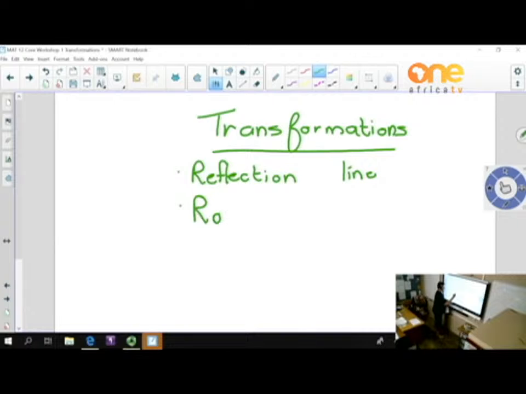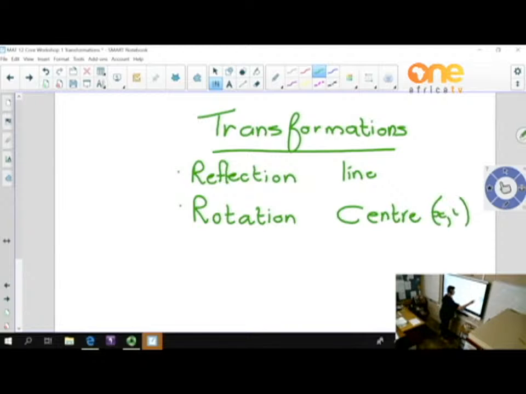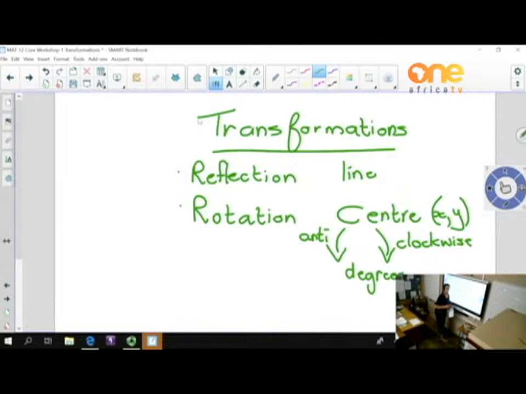The second one is a rotation. For a rotation, I need a center, which we usually give as coordinates, x, y. What is the center of rotation? Then you have the direction. Is it clockwise or anti-clockwise? The direction in which we are rotating. And then we have to give the degrees. Usually it will be 90 degrees clockwise or 180 degrees. That's what we use there.